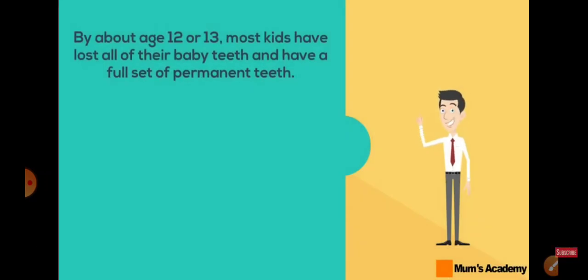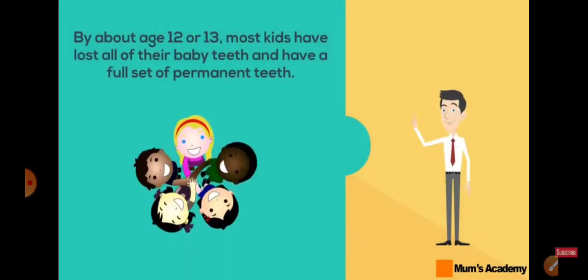By the age of 12 or 13, most kids have lost all of their baby teeth and have a full set of permanent teeth.